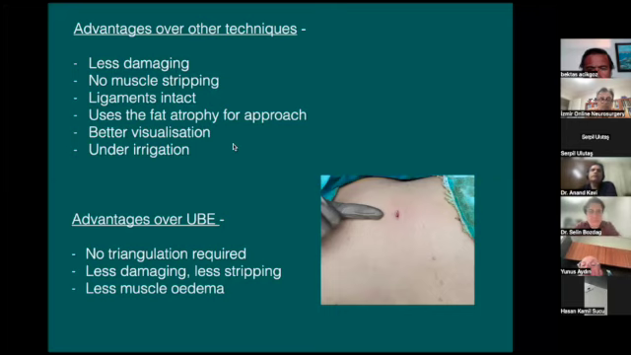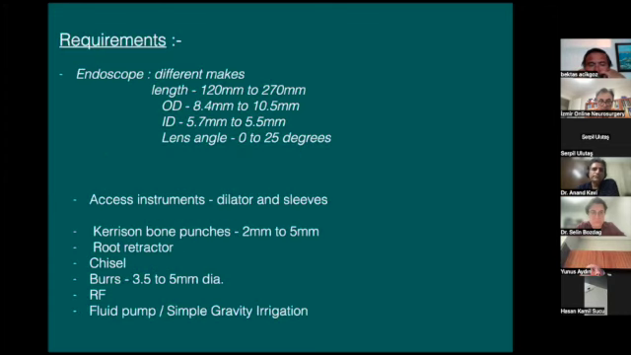So we have excellent field of vision and excellent hemostasis. What are the advantages over UBE? No triangulation is required. So even for beginners, it is very easy to learn and start these procedures. Definitely, it is less damaging as compared to UBE because there is less stripping of soft tissues and less muscle edema as compared to UBE in monoportal techniques.